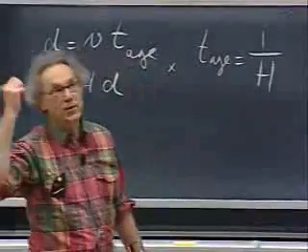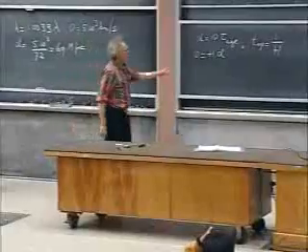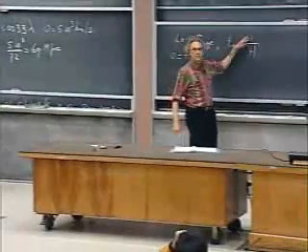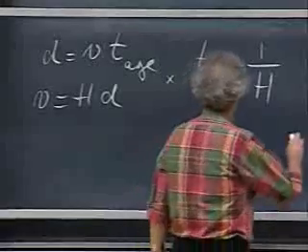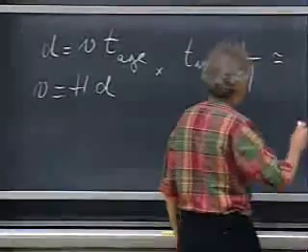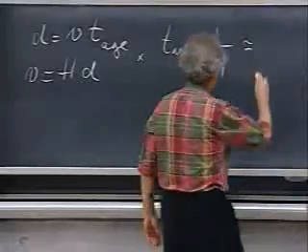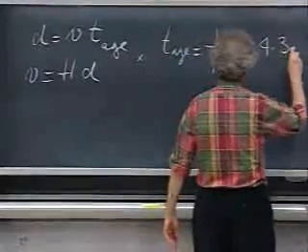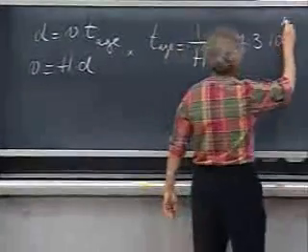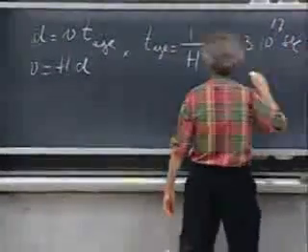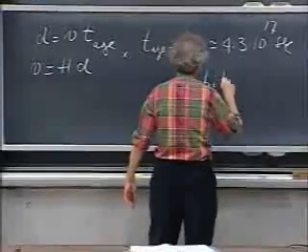If you take h, the one that we believe in nowadays, and you calculate 1 over h, and you work in MKS units, you'll find that t is about 14 billion years. I'll first give it to you in seconds. It's about 4.3 times 10 to the 17 seconds. And that is about 14 billion years.